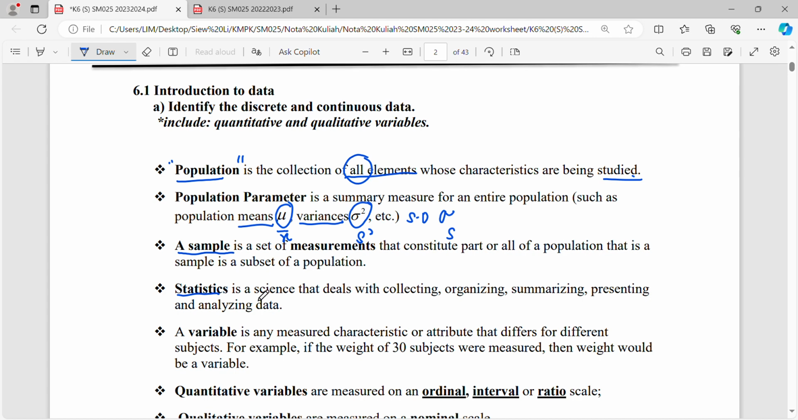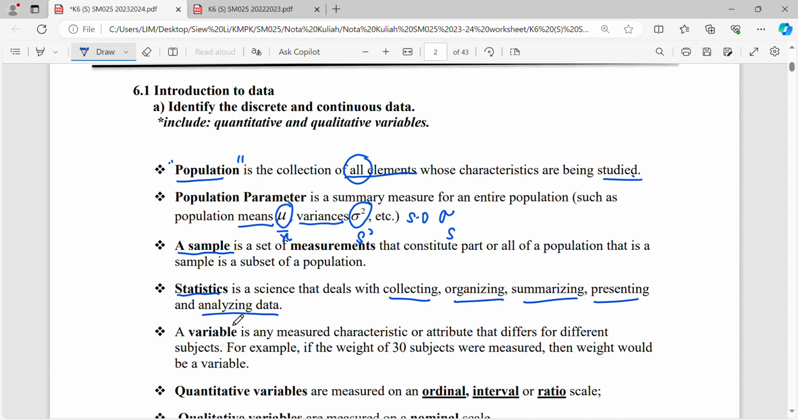So statistics is a science dealing with collecting, organizing, summarizing, presenting and analyzing your data. How you want to collect your data from a sample or from a population, how you want to organize and arrange your data, how you summarize what your data is going to tell you, to represent any information there, then present it and analyze your data correctly.